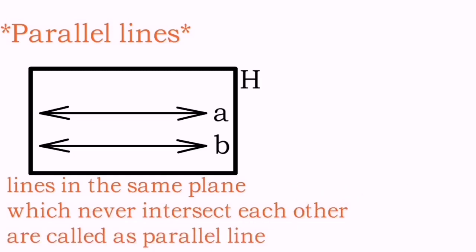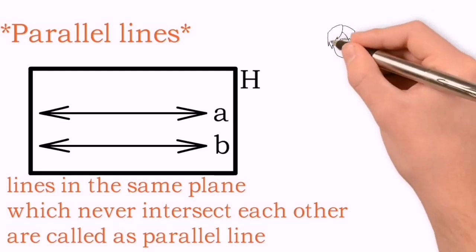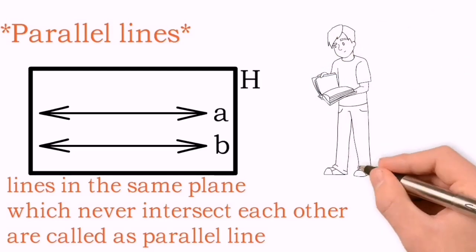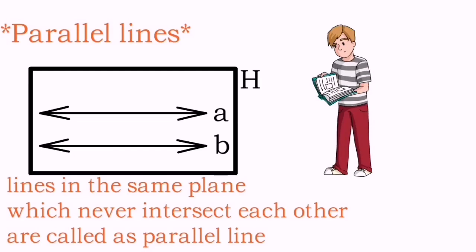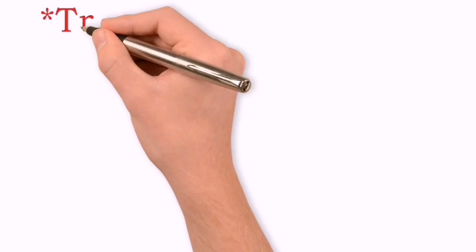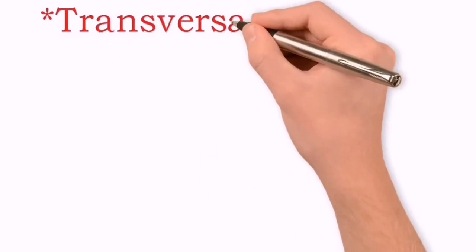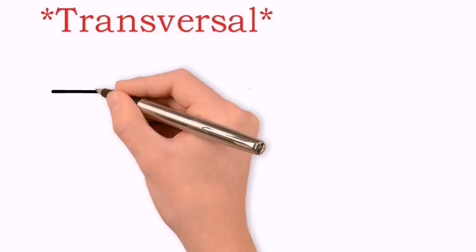lines. And there are many examples of these parallel lines, starting with opposite edges of the mobile you are holding, opposite edges of the notebook, and wires on the electric poles. Moreover, zebra crossings on the road are examples of parallel lines. So let's move on to the next concept, that is transversal.